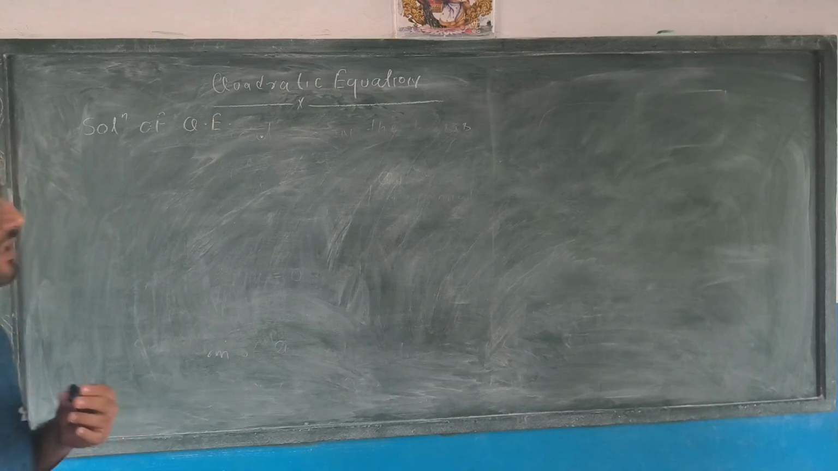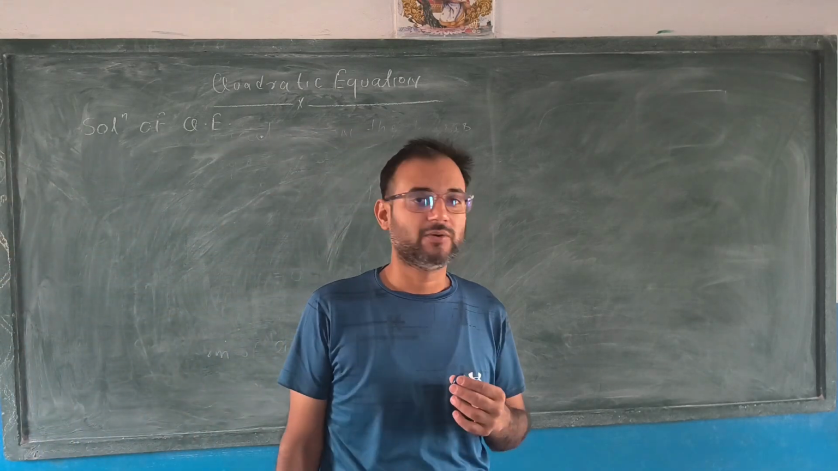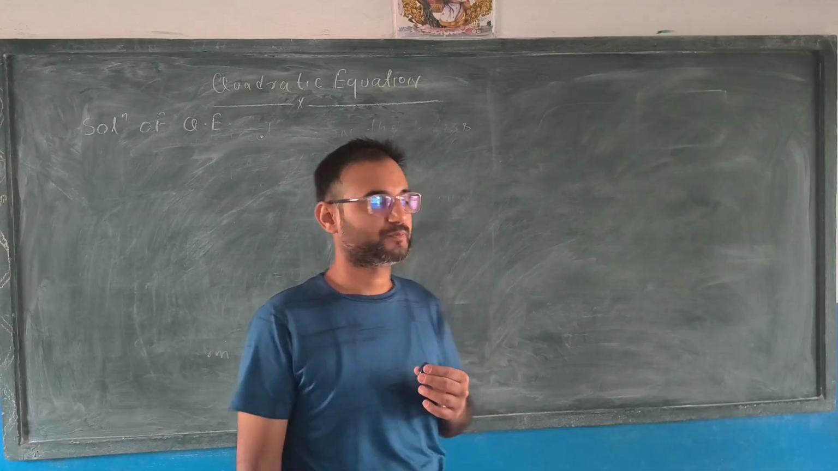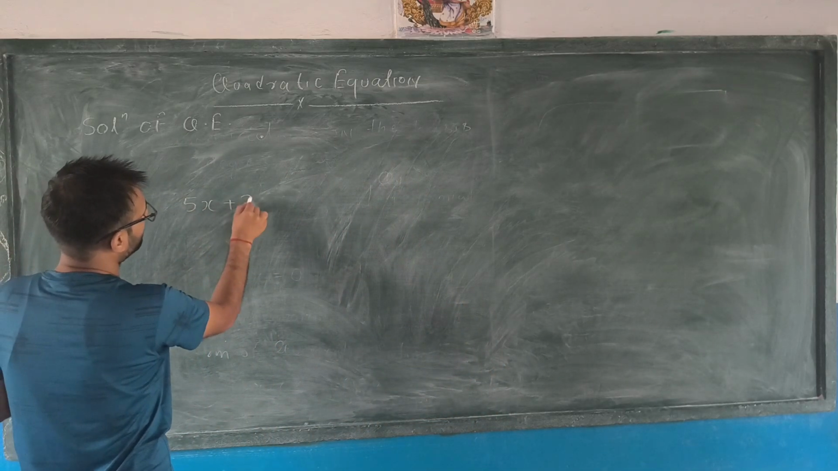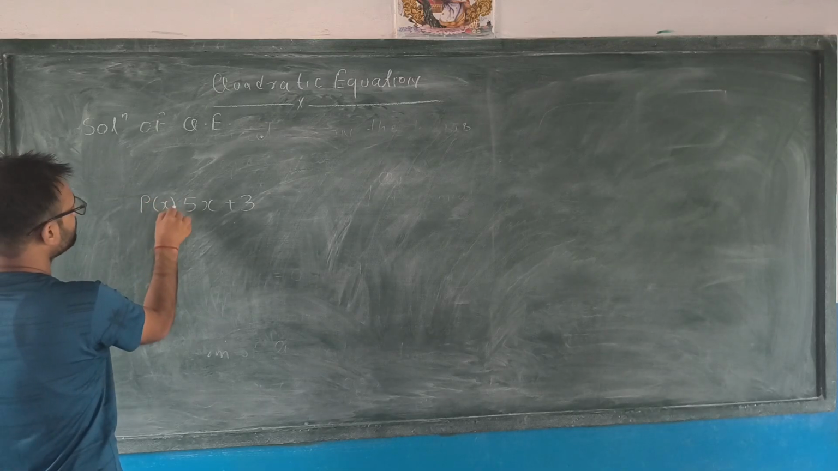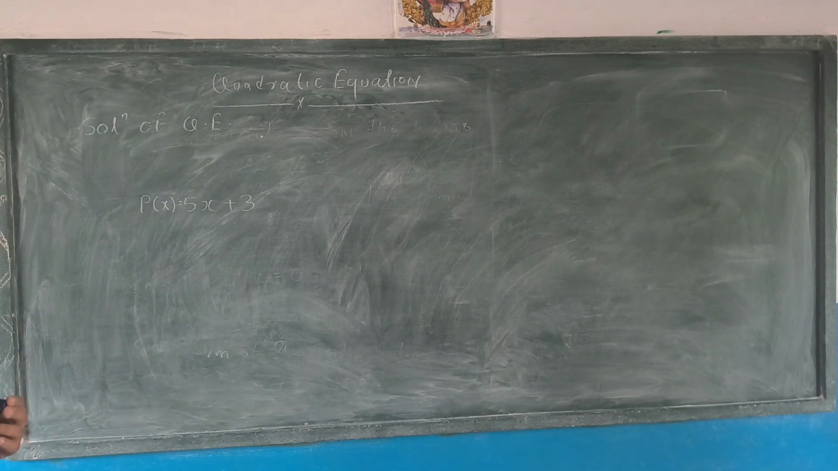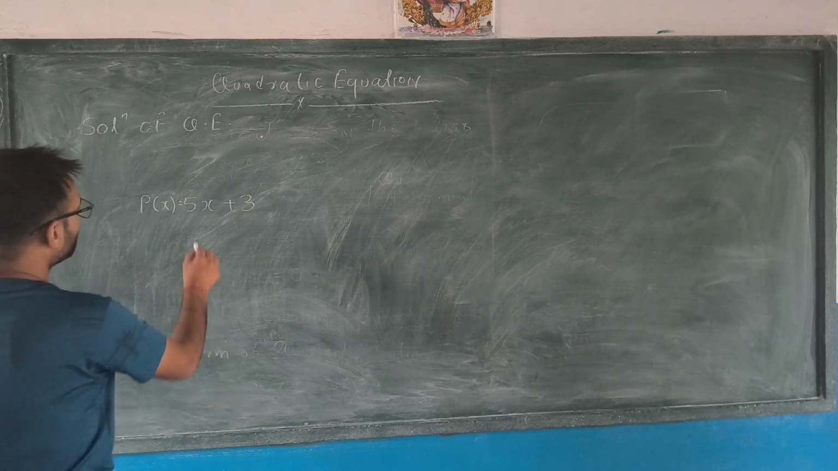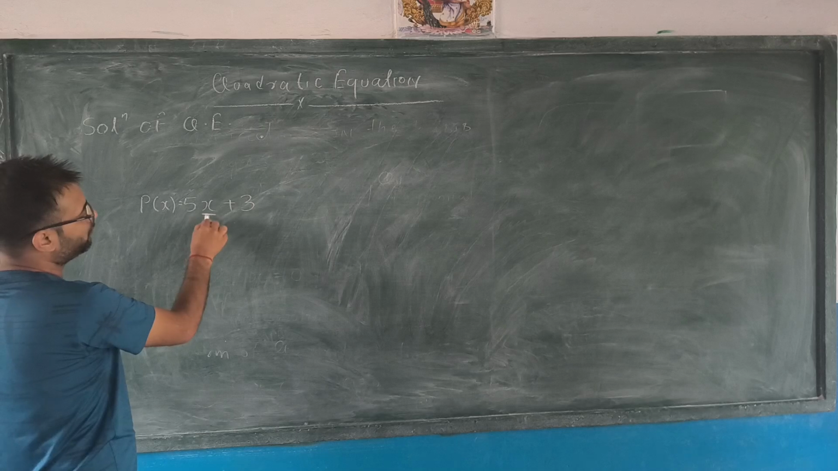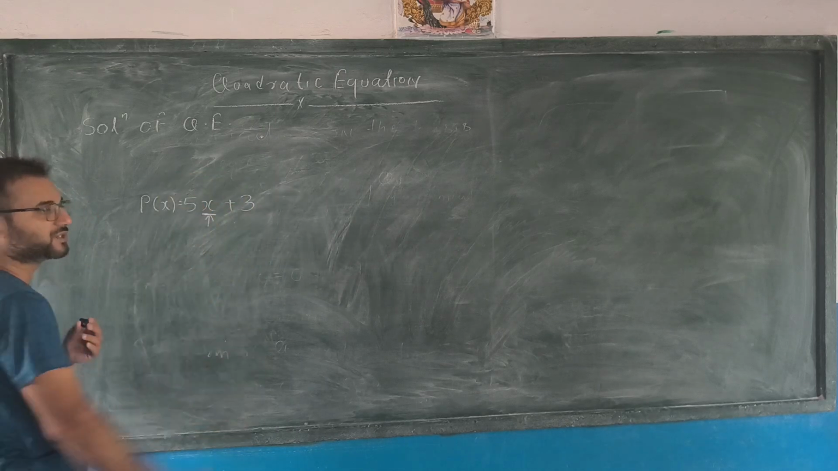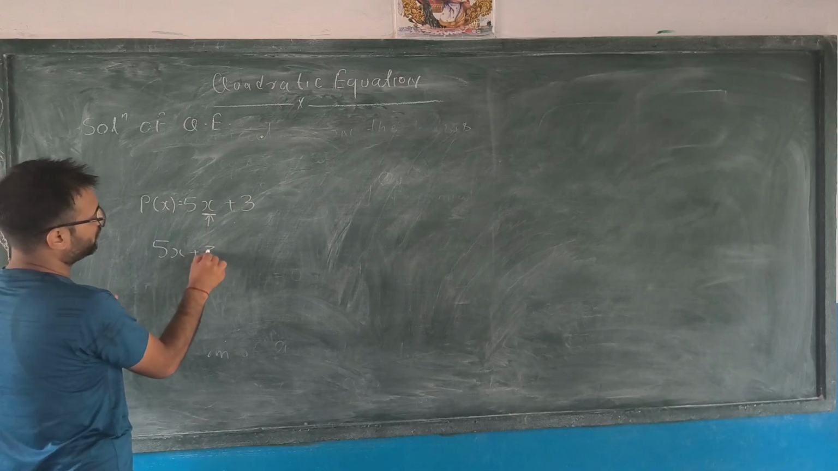What is the zero of a polynomial? It is the value of the variable x at which the polynomial becomes 0. If we have 5x plus 3 as the polynomial, what is its zero? It is the particular value of x at which the whole polynomial becomes 0. So we simply equate the polynomial to 0.